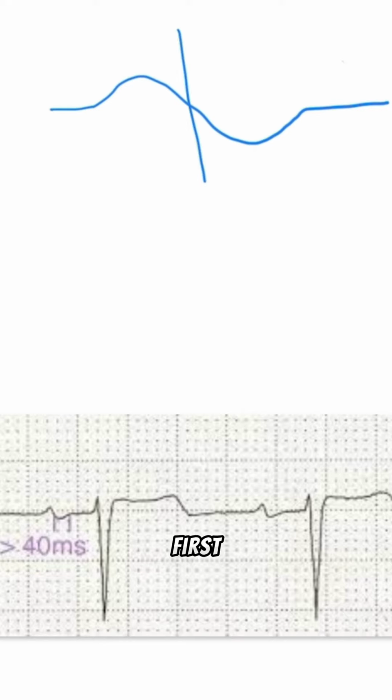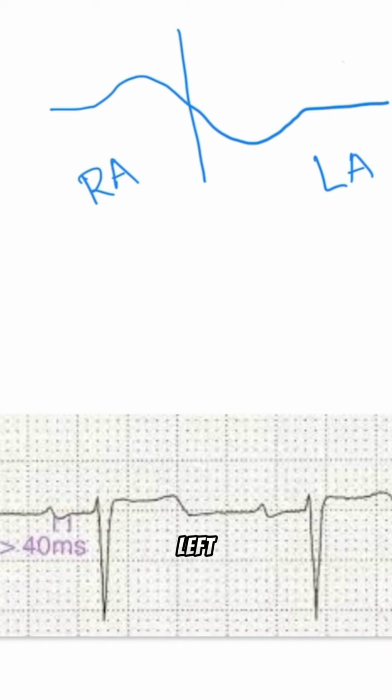When it comes to the lead V1, we know that in lead V1 the P wave is biphasic and it is similar on both sides. So the first half is representing the right atrial depolarization and the second half is representing the left atrial depolarization.